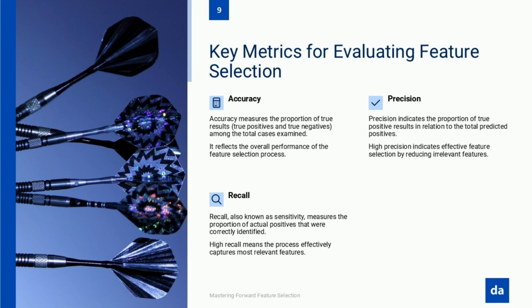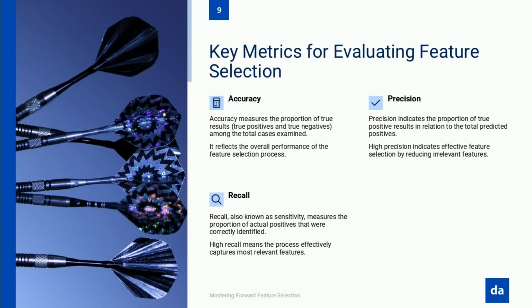First up, accuracy. It's the simplest metric. How often is the model correct? Sounds great, right? Well, not always. If you're working with imbalanced data, like fraud detection, where 99% of transactions are legit, a model could be 99% accurate just by predicting not fraud every time. So while accuracy is useful, it doesn't always tell the whole story.